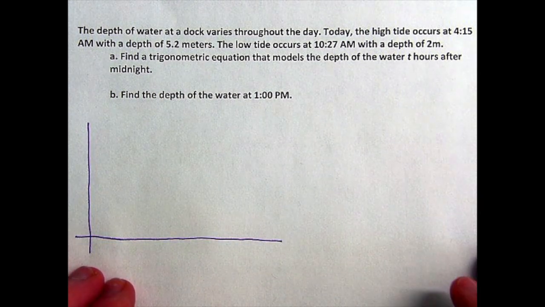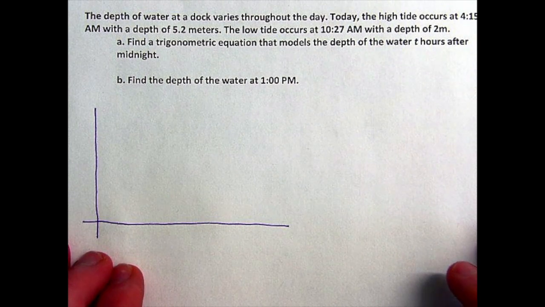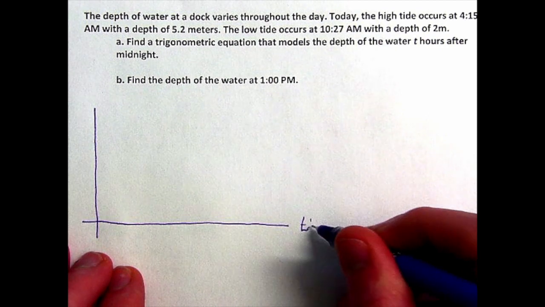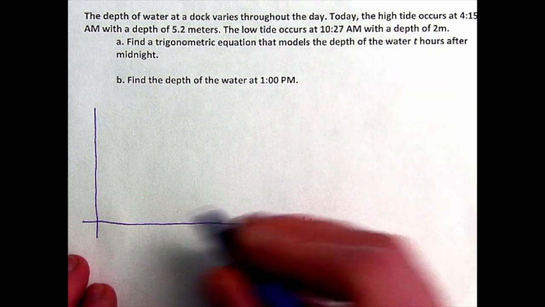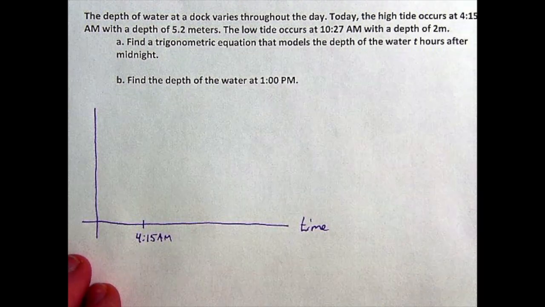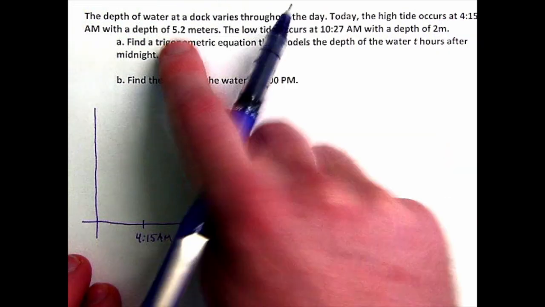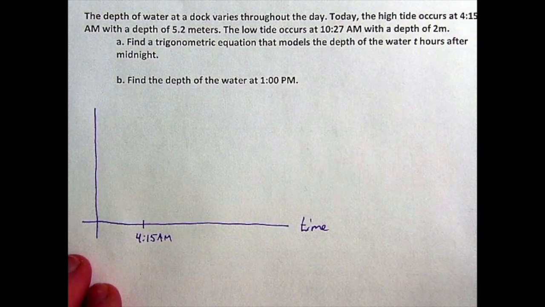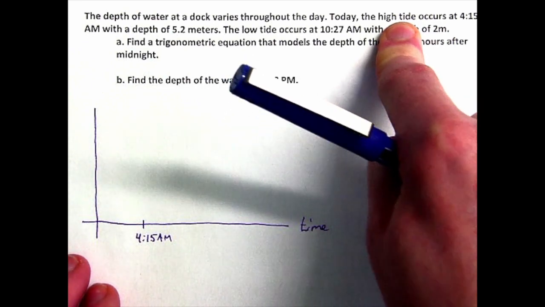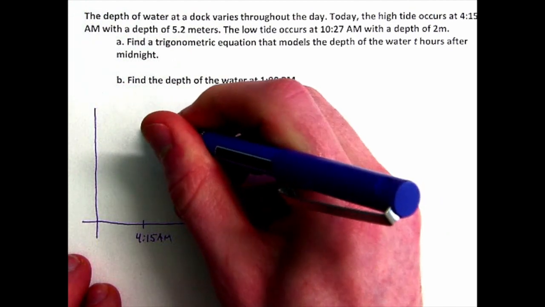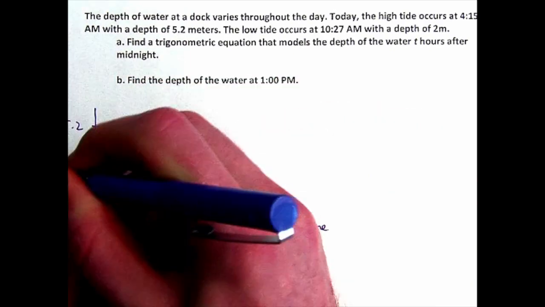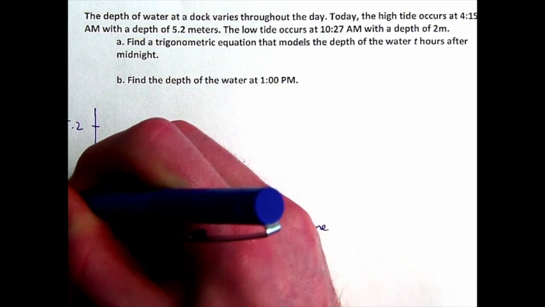So what do we know? We know that high tide occurs at 4:15 a.m. So I hope it's clear that we should be making time the horizontal axis. Let's suppose that this right here is 4:15 a.m. And at 4:15 a.m. we have high tide of 5.2 meters. High tide means that's when the water is deepest, right? That's when the depth is the greatest. So I'm going to put a dot up here and say that that is 5.2. So this axis is the depth in meters.